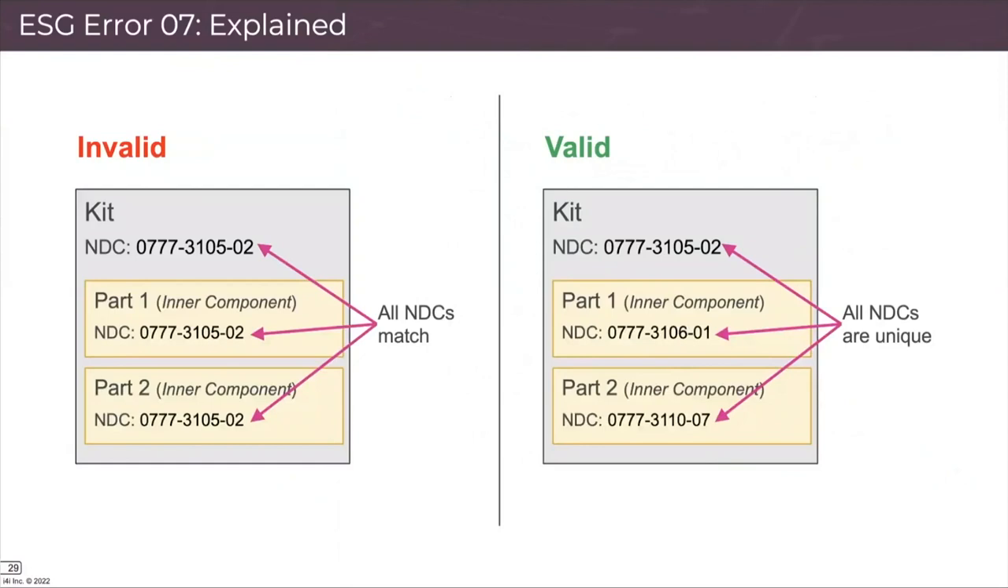In a kit drug listing submission, the NDC that is assigned to the overall kit should be different than the NDC assigned to each drug part of the kit. In the example on the left, the NDC of the parts are the same as the NDC of the overall kit, which will trigger the ESG error. To resolve the error, you will have to include unique inner component NDCs to each part of the kit, such as in the example on the right.